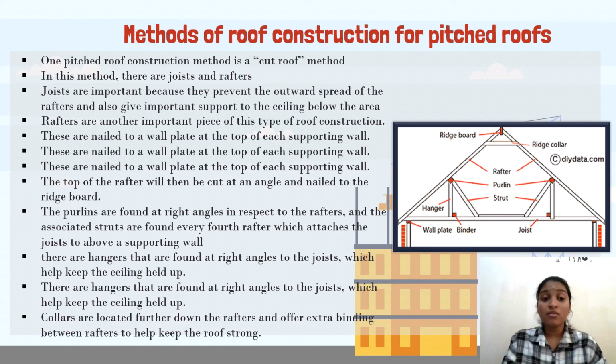The purlins are found at right angles in respect to the rafters, and associated struts are found every fourth rafter, which attaches the joists to above a supporting wall. Then there are hangers that are found at right angles to the joists, which help keep the ceiling held up. Collars are located further down the rafters and offer extra binding between rafters to help keep the roof strong.